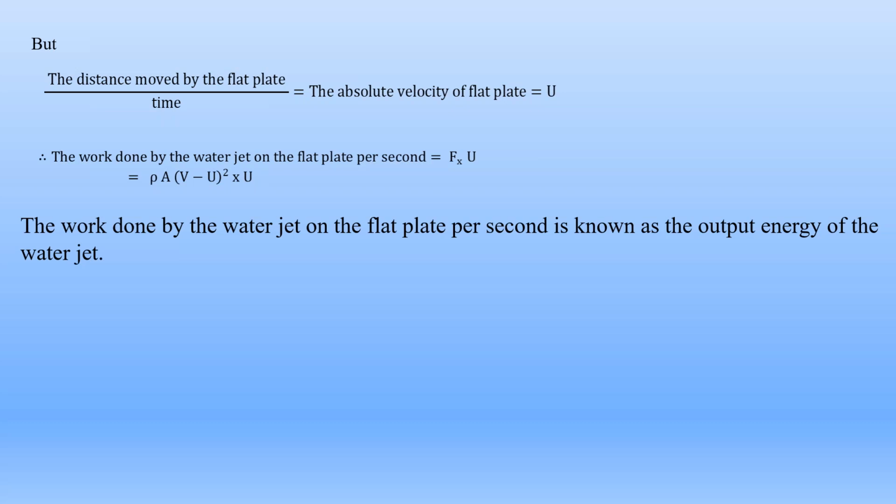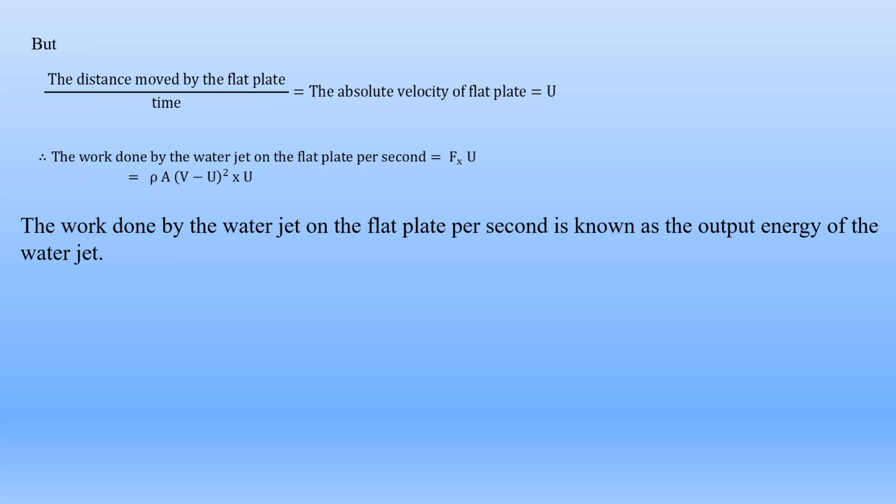The flat plate is in moving condition and the water jet applies the force Fx on the flat plate. Since the flat plate is moving, the force Fx does work on the plate. Work done is equal to force Fx into distance moved by the flat plate. Divide that by time, and on the left hand side you get the work done by the water jet on the flat plate per second, which is equal to force Fx into distance moved by the flat plate divided by time.